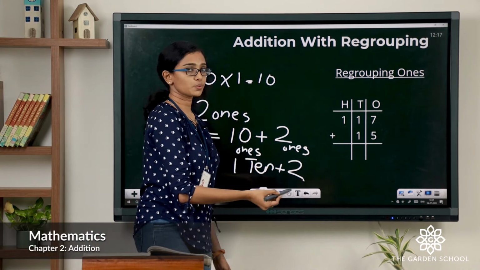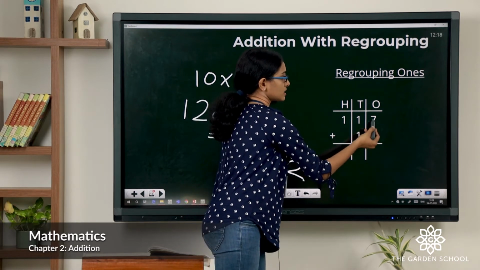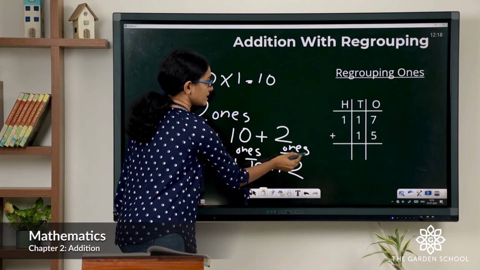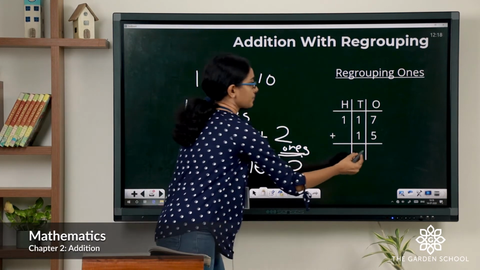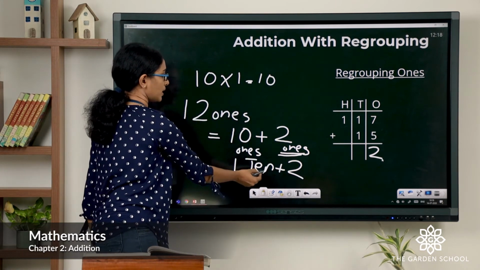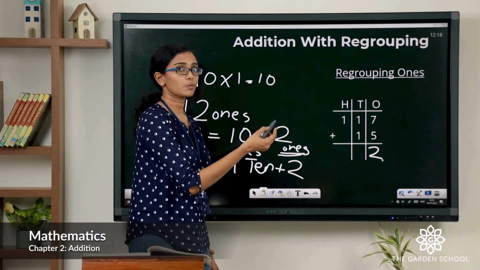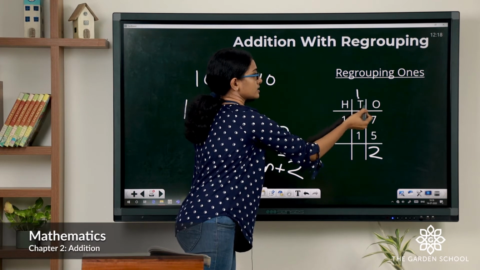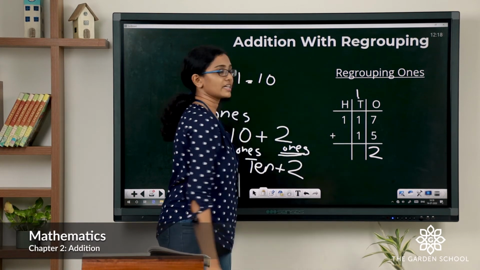So how do we write this one? Here 7 ones plus 5 ones will give you 12 ones. So in the ones place, let's write this 2 ones, and we have 1 ten here. Let's carry over that 1 ten to the tens place. So that 1 ten is carried over to the tens place.